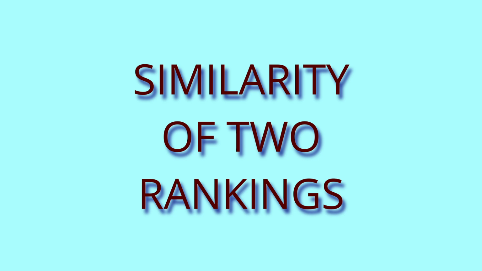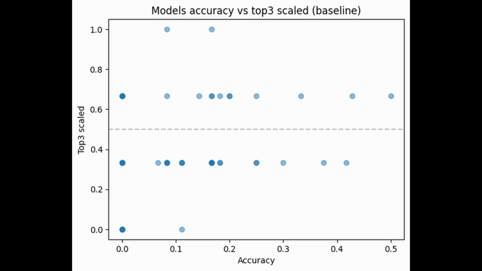Let's start with this first plot. Each dot here is one race. On the x-axis you see the model's accuracy, the share of horses placed on the exact correct finishing position. On the y-axis you see a scaled up top 3 hit rate. 0 means none of the model's top 3 horses actually finished in the top 3, and 1 means the model found the entire top 3 in that race.